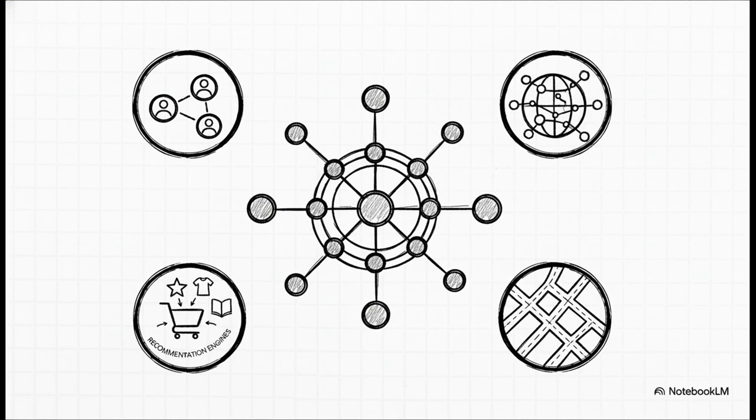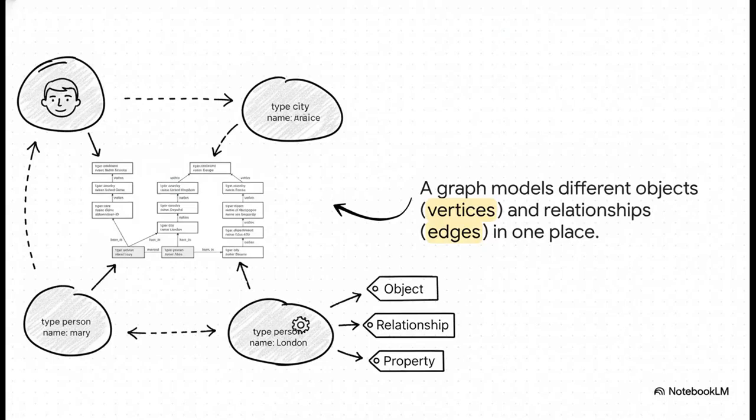The thing is, once you start looking for them, you see graphs everywhere. Social networks, of course, that's the classic example. You, your friends, and the connections between you. But they also perfectly model things like the entire World Wide Web, road networks, or even those recommendation engines that suggest what you should buy next. And what's so cool about graph models is how simple the core idea is, but how incredibly powerful it becomes. You've really only got two main things. You have vertices, which are just the objects, like a person or a city, and then you have edges, which define the relationship between them, like lives in or works at. And both the vertices and the edges can have their own properties, which gives you amazing flexibility.